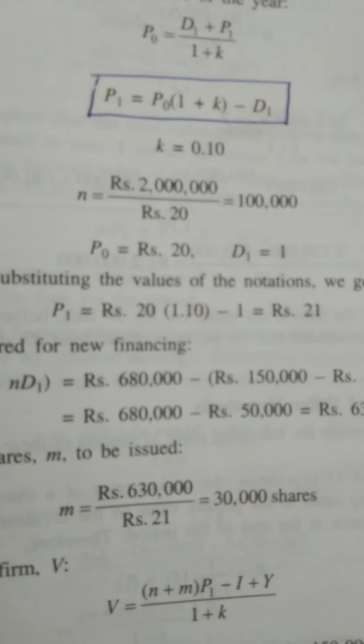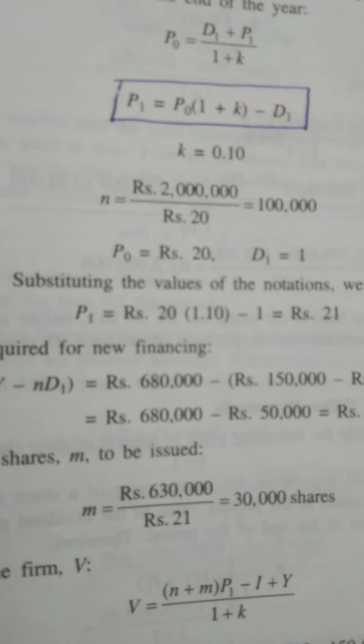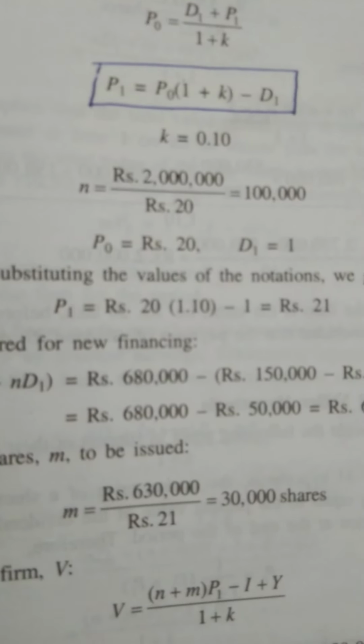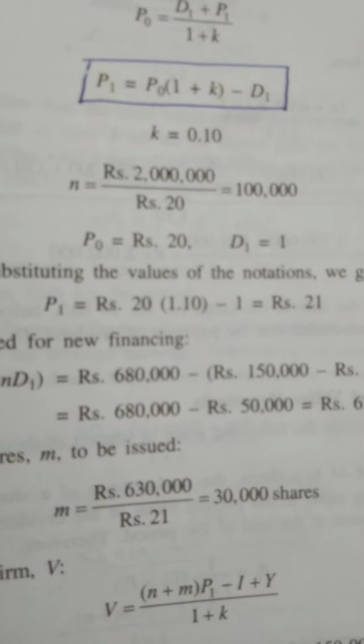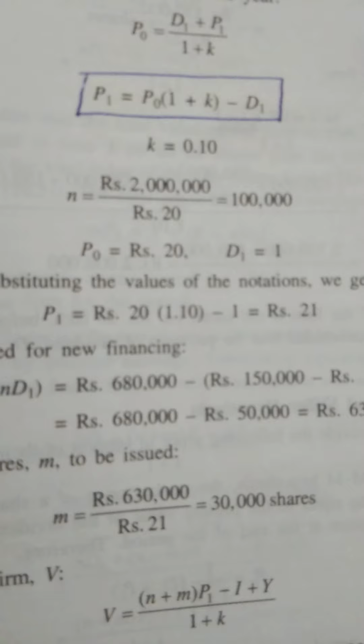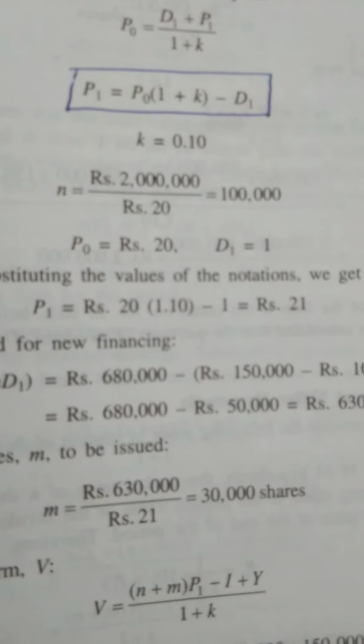We are simply putting in the values. P0 is how much? 20. 1 plus K means 1 plus 0.10, that is 1.10, minus 1. After calculating this, the value came out as 21.